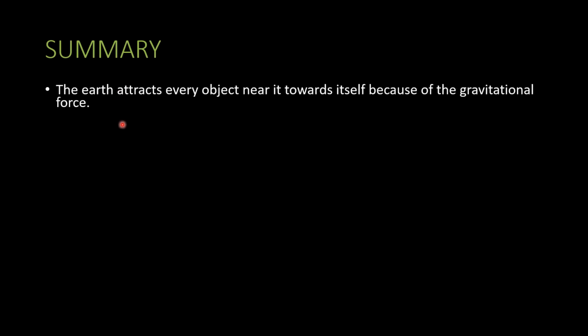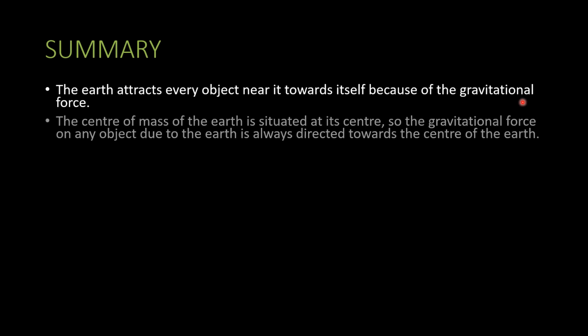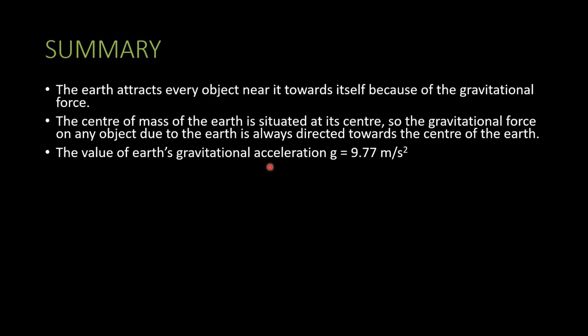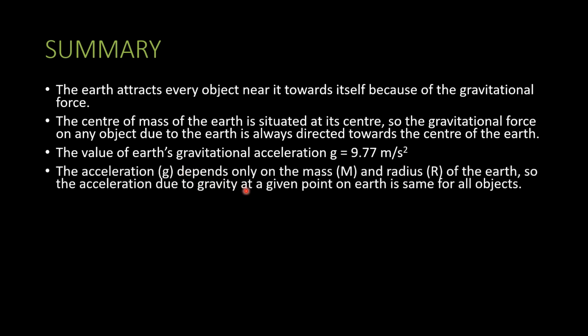Let us summarize our today's module. The earth attracts every object near it towards itself because of its gravitational force. The center of mass of the earth is situated at its center. So the gravitational force on any object due to earth is always directed towards the center of the earth. The value of earth's gravitational acceleration, that is g, is equal to 9.77 meter per second square. The acceleration depends only on the mass and radius of the earth. So, at any given point, the value of g is the same for all objects.